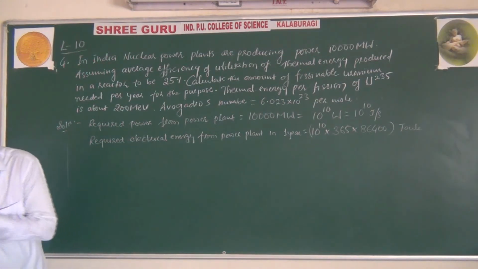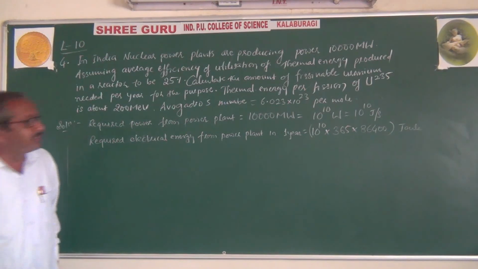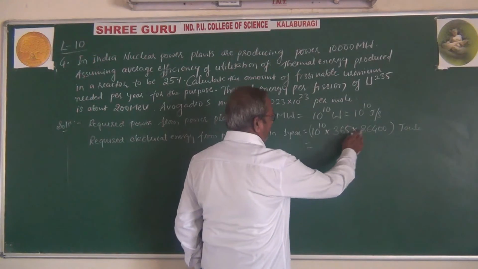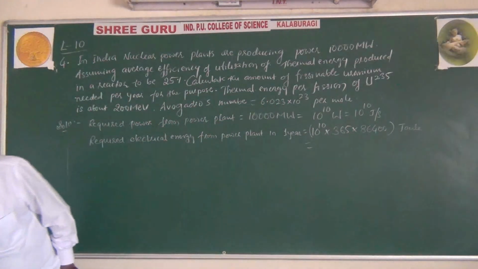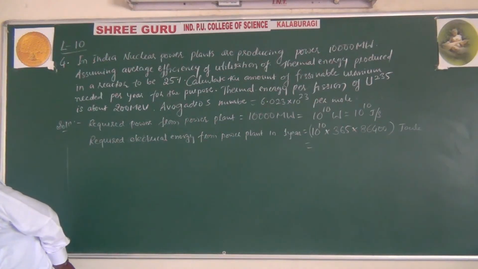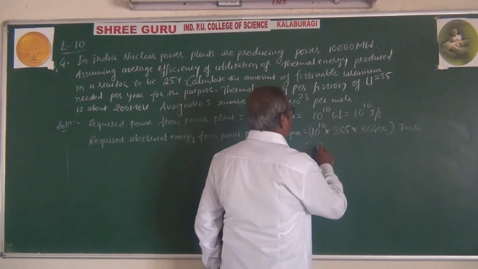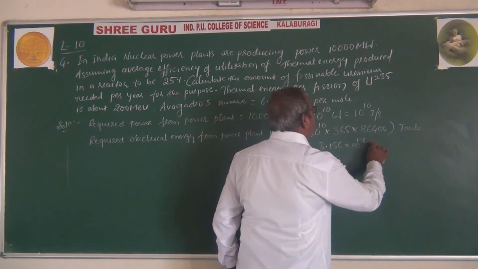Now, what amount of nuclear fission can take place here? You get this answer by simplification. You have to simplify 365 into 86400, and after all this simplification, using a calculator for the multiplication, you will get the total energy required as 3.156 into 10 raised to 17 joules.